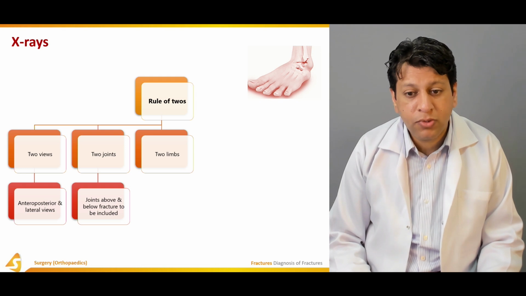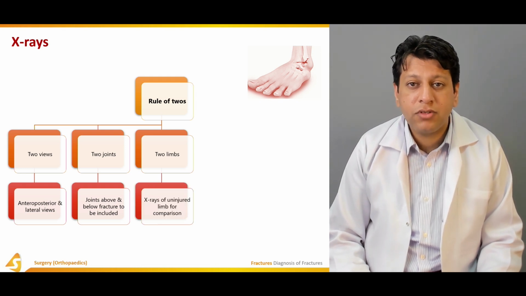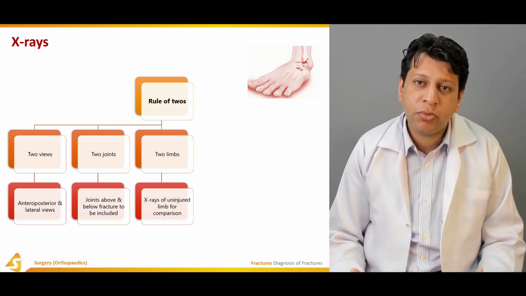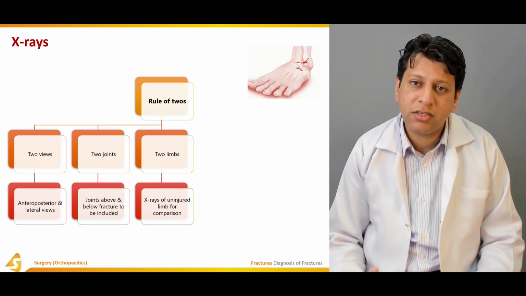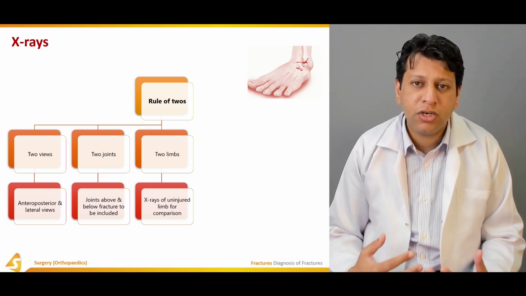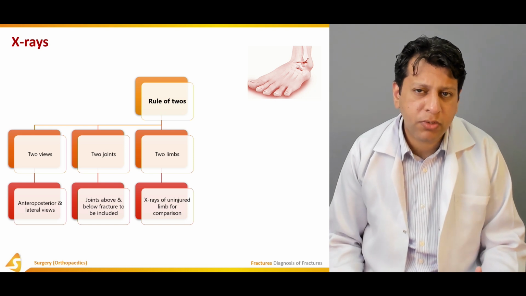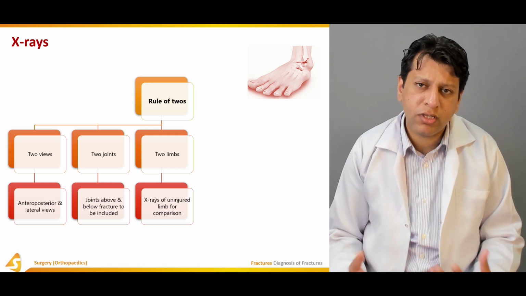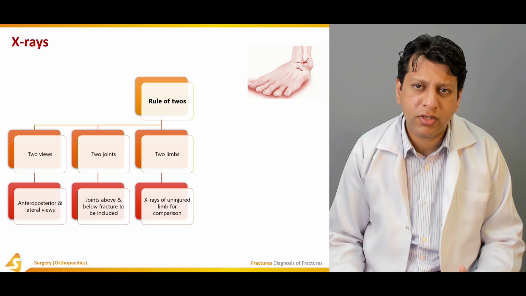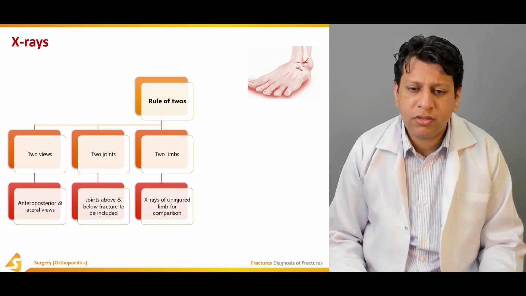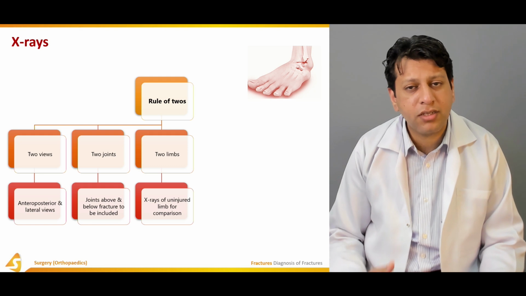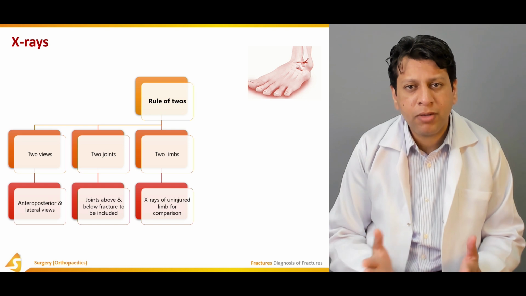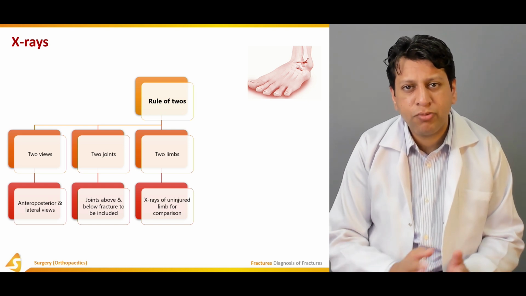Now coming to the two limbs. Usually this is a scenario in which a child comes to you complaining of elbow pain, and you are suspecting an undisplaced supracondylar fracture. Sometimes in children there is a mild degree of swelling, and it's very difficult to make out whether an associated fracture is present or not. So you can get an X-ray of the opposite elbow as well, just to know whether this is a fracture or not. So the first rule of two means two views, that is AP and lateral, and two joints, one above and one below. And two limbs means you sometimes have to get the X-ray of the opposite limb just for the sake of comparison.